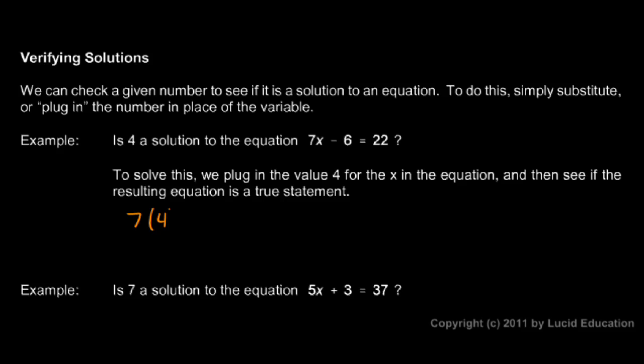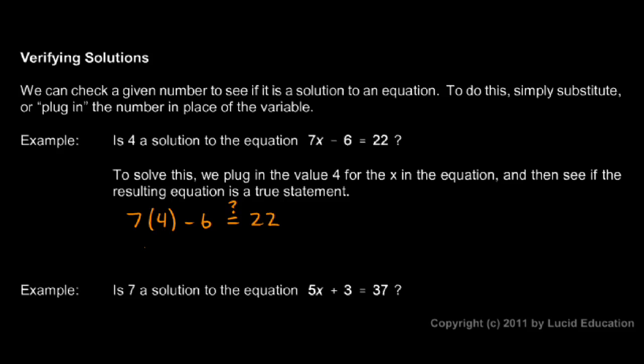7 times 4 minus 6 equals 22. So instead of the x right there, you see I've put in the 4. And I'm going to put a little question mark over the equals sign. That turns this from a statement into a question. So instead of saying 7 times 4 minus 6 equals 22, now I'm asking, 7 times 4 minus 6, is that equal to 22? Well, let's do the math.